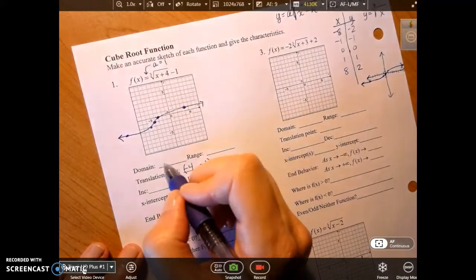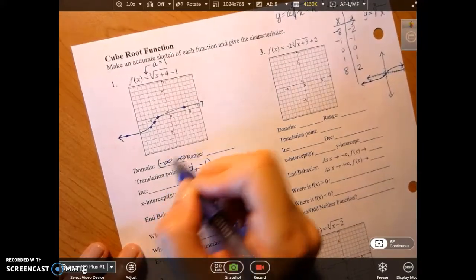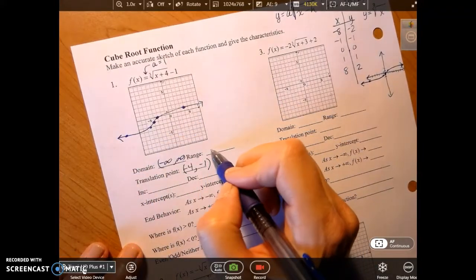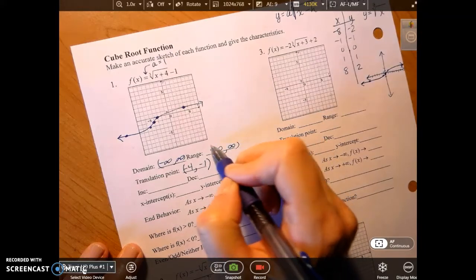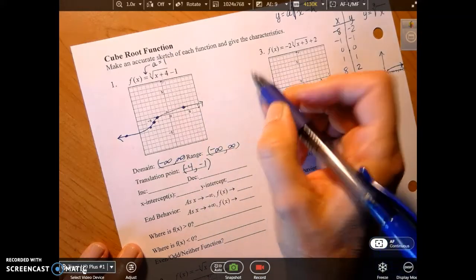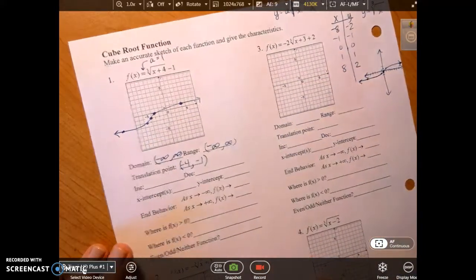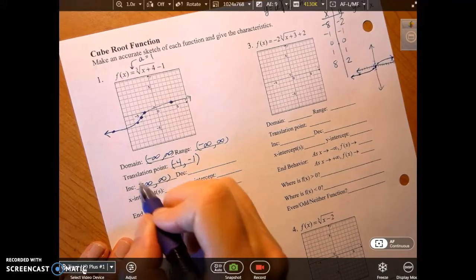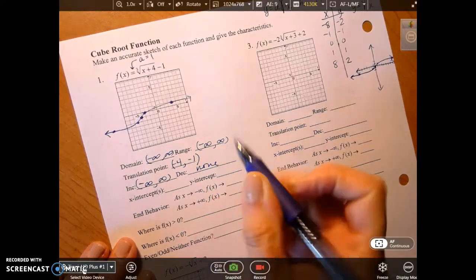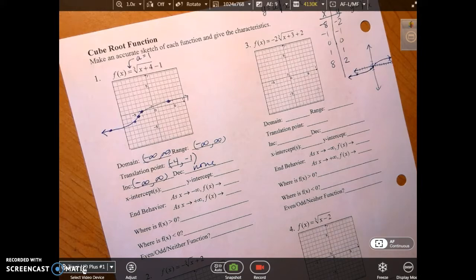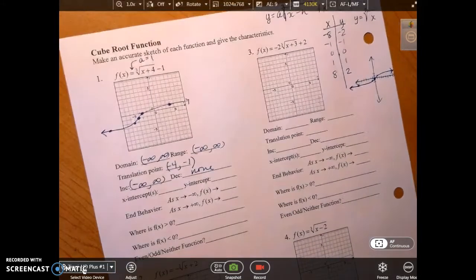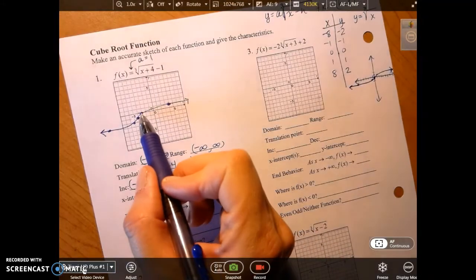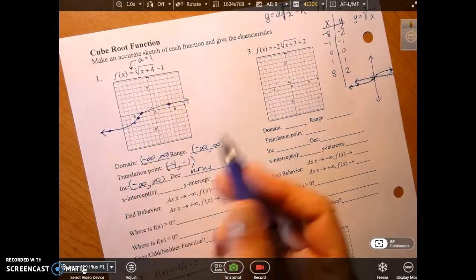Okay, the domain on these is easy. It's everything. Because it goes to the left, it goes to the right. The range, same thing. It goes up to the right in the parent function and down to the left. It's increasing over the entire x values. This particular function, because it's just a parent function, is never decreasing. The x-intercept in this case we found, it is -3, 0.